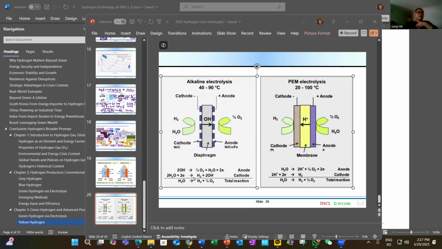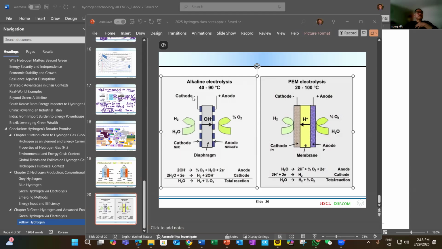So again, the total reaction will be the same as the PEM, but the major difference is which ion travels. Here it is OH minus that travels, here it is the proton that travels. And then the hydrogen is generated in the cathode side, H2 here and H2 here.